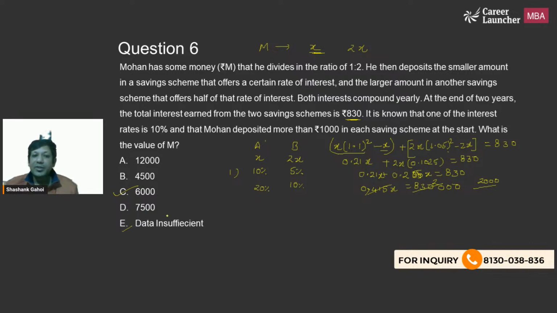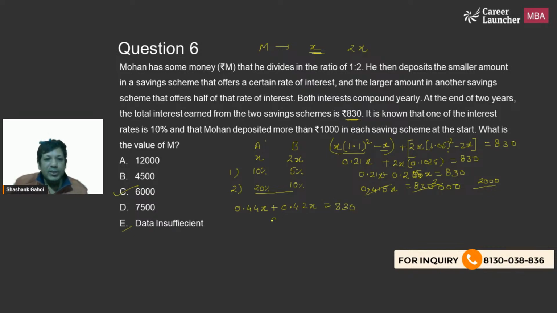Why is there the option data insufficient? Because the problem might be that I can get a different value in this, then I can get two possible answers. It means my data will be insufficient. So I'm going to calculate the same way. So x into, instead of 1.1 whole square, it is going to be 1.2 whole square. So it is going to be 0.44x plus 2x into 0.21, so 0.42x, and that is equal to 830.